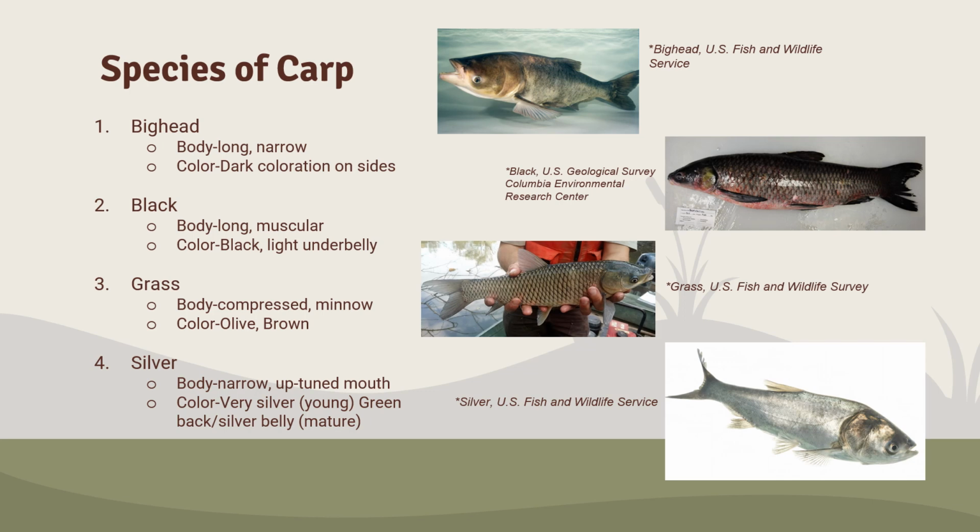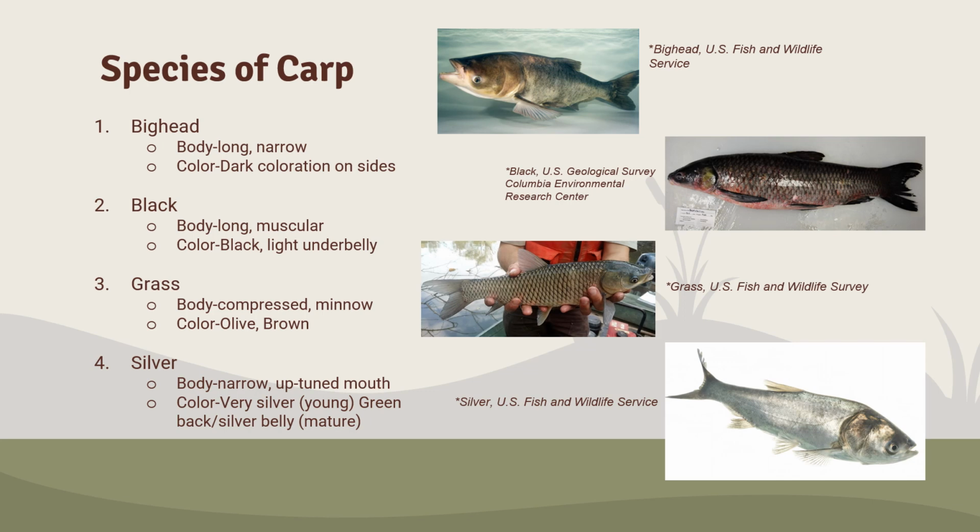So here are the 4 different species of carp. The first one we have is called the bighead, and its body is long and narrow. Color is dark coloration on the sides mostly. And the top picture there, you can see it looks kind of like it's upside down in a way because the eyeballs are so low set on the head, but that's how they look. It's kind of different. The second species is black carp. It's also long, but it's more muscular, so it's thick, it's heavier, and it's got that really neat looking red belly over there on the right side.